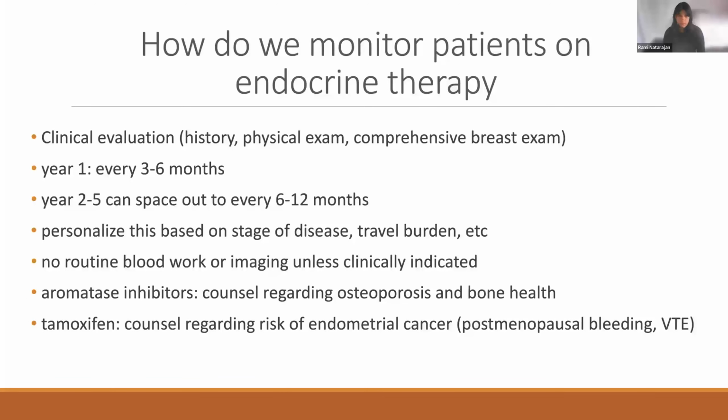How do we monitor patients on endocrine therapy for the duration of 5 years? This can be modified depending on your context, but generally we use a combination of history, physical exam, and a comprehensive breast exam. There's some variety, but during the first year, we generally see people every 3 to 6 months. In year 2, you can space this out. And again, this is personalized based on the stage of disease, the travel burden, etc.